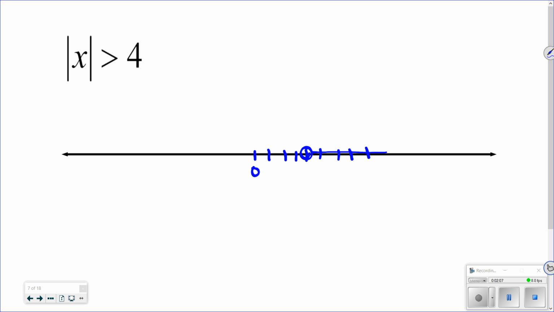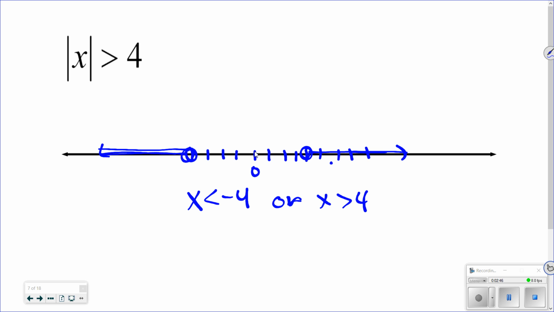So it's all the numbers going that way. If I go to negative 4, right there, it'd be all the numbers going that way. So when it's greater than, in general, your answers are going to go out instead of in, because you want the distance greater than 4. The way you'd write this answer is to describe them separately. On this first one, you would say x has to be less than negative 4, or, describing this one over here, x is greater than 4.